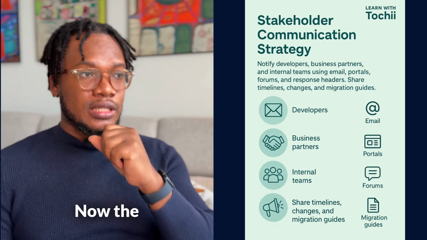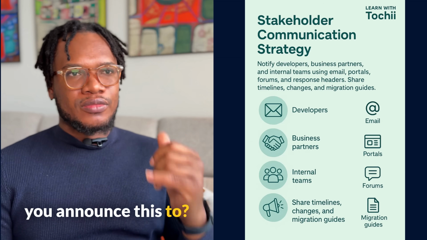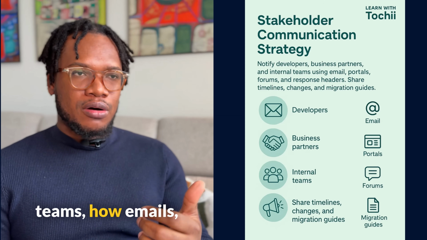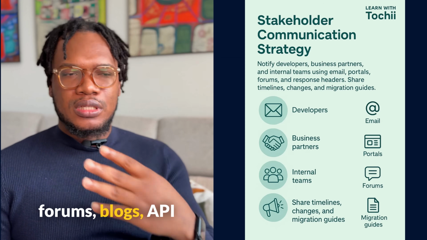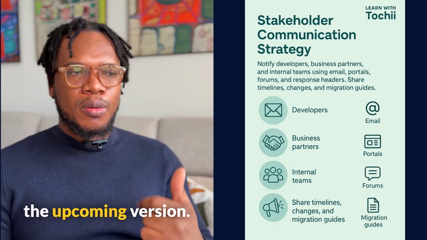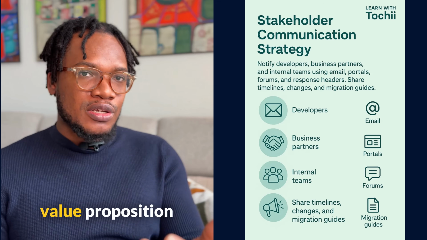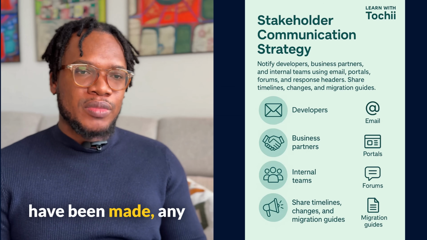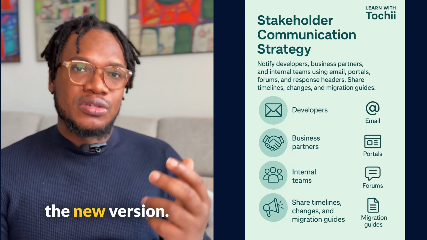Now, the announcement of new versions, who should you announce this to? The developers, the partners, the internal teams. How? Emails, developer portals, forums, blogs, API response headers. And what are you announcing? You're announcing the upcoming version, highlighting the changes, that is the value proposition of this new version of the API, the improvements that have been made, any breaking changes. You would share the reasoning behind the new version.